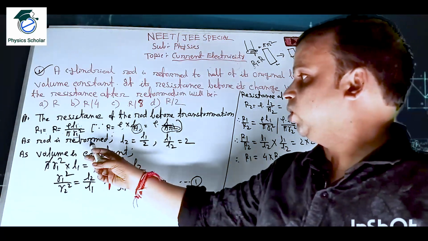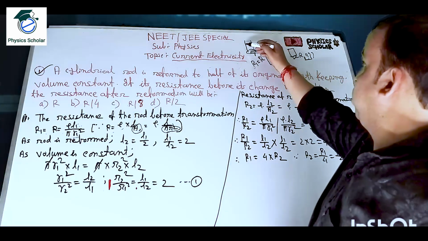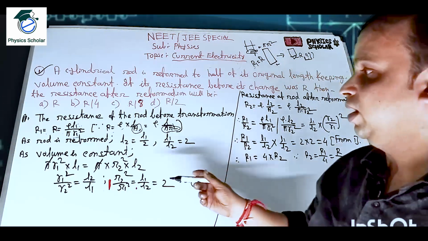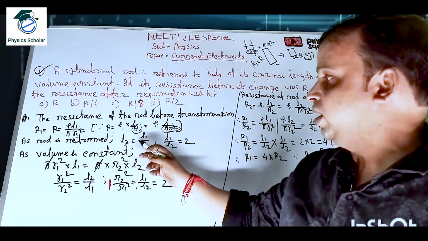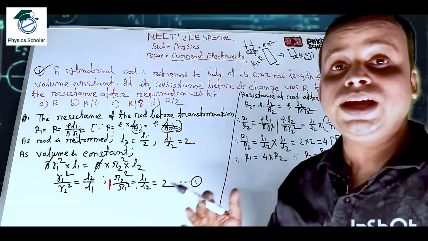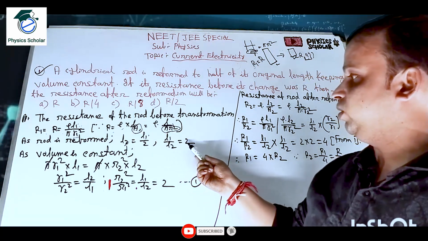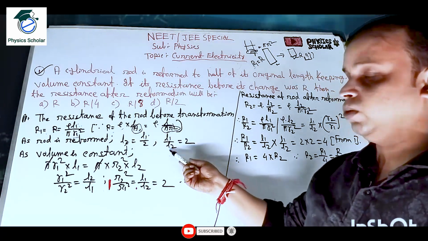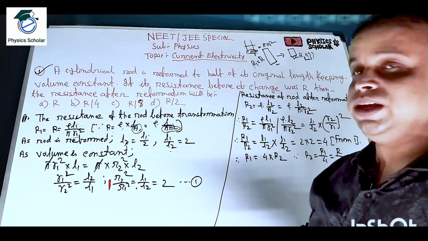Clear? So as the rod is reformed, the length of the rod is now half than before. The final length is L2, and L2 will be L1 by 2, that is half than before. Now L1 by L2 is equal to what? 2. The ratio of the initial length divided by the final length will be 2.